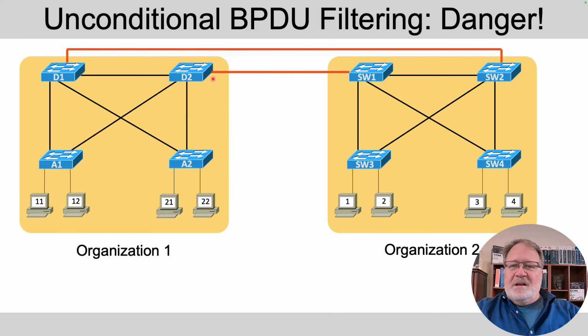The danger, though, when you use it is somebody gets clever and says, hey, this link was good, so let me add another one like this other one I added between D1 and SW2. And now I've got redundant paths between Organization 1 and Organization 2. And if we've used unconditional BPDU filtering, aka we've turned off spanning tree on both of those links, we've created a forwarding loop between the two companies. So instead of just melting down one network, we've melted down two to where they're unusable. That would be bad, obviously.